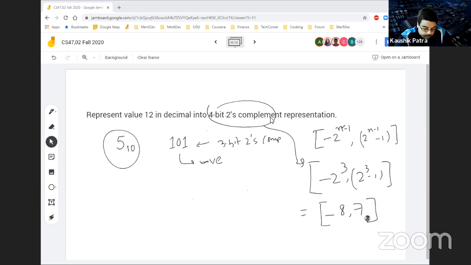So see this, with this 4-bit 2's complement representation, you are able to represent from -8 to 7. You cannot represent any other value. Definitely the given value 12 is sitting outside that range. So that means you cannot express that number in a 4-bit 2's complement representation format. Question?